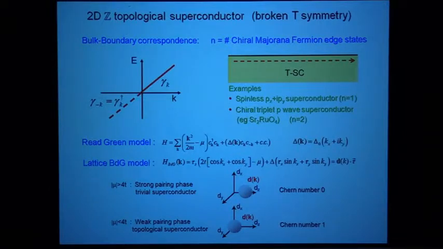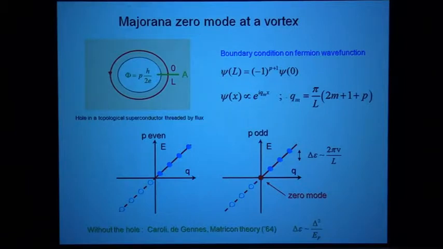So we know that we have these chiral modes. Okay, so an interesting thing then is to ask what happens if you drill a hole in your superconductor and thread a flux, or what if you have a vortex in your superconductor. And so this is an important problem, which is that if you have a two-dimensional topological superconductor and you put a hole in it, then around the boundary of the hole there's going to be a chiral Majorana fermion mode. Okay?